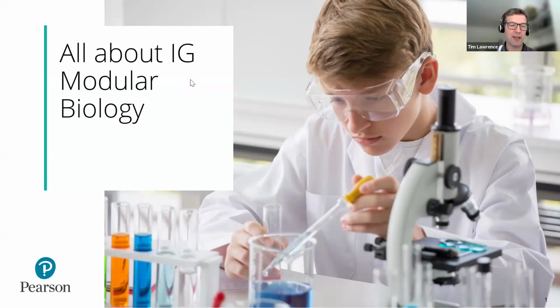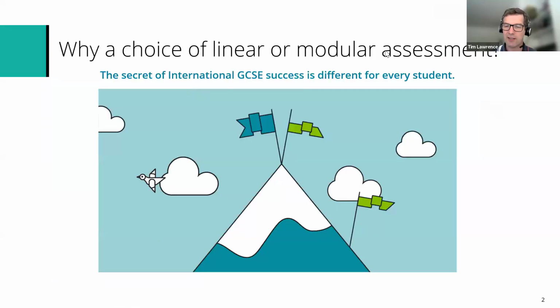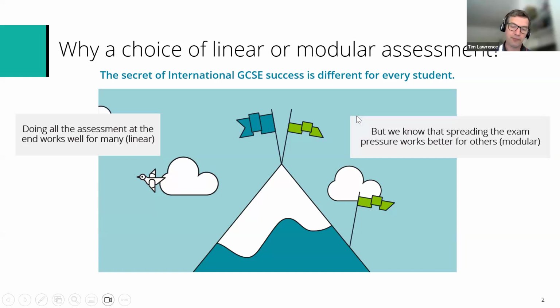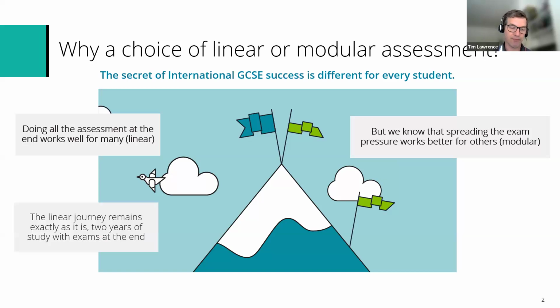So we're here to learn about our new modular route for International GCSE Biology. This slide is just to talk a little bit about the differences between linear and modular routes. As some of you are already teaching, we have a linear GCSE, which means that all of the assessment, both exam papers for GCSE Biology, come at the end of the course, normally at the end of 2 years of study, and that works well for many students and many schools. But we know that it's very popular for many students, teachers and parents to have that option of spreading the assessment throughout the course, which is the modular approach.